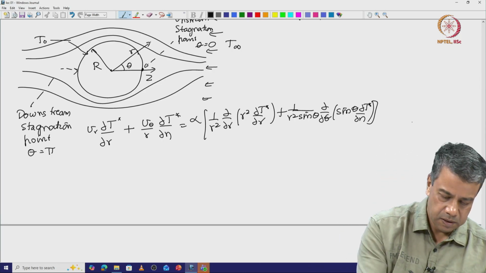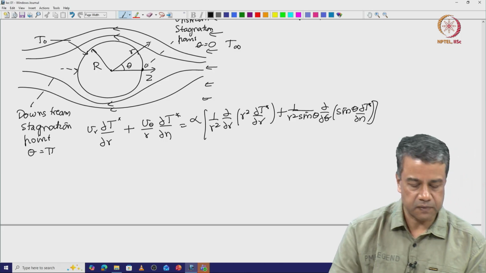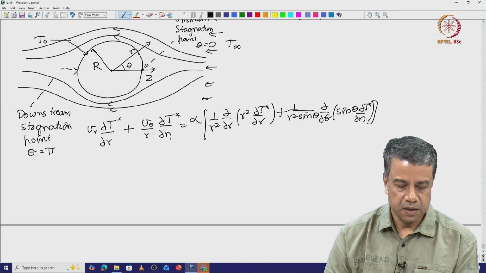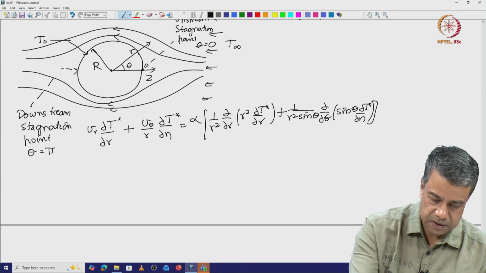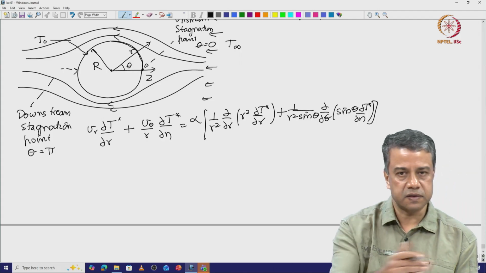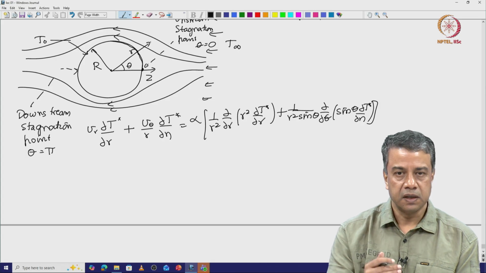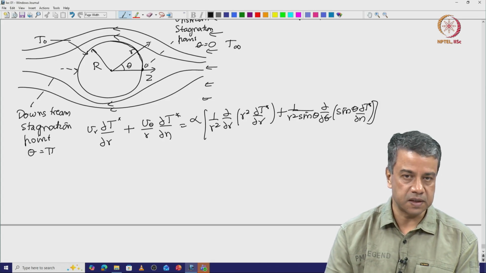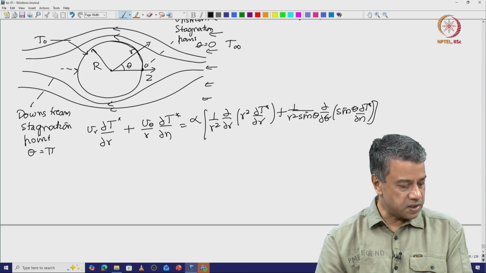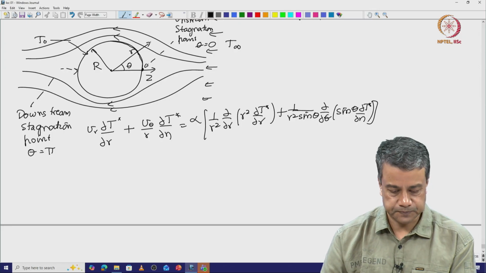Note that for the flow, the streamwise direction is along the streamlines. Okay, so along the particle surface, the streamwise direction is the theta direction. Along the surface of the particle, the streamwise direction is along the surface. The cross stream direction is perpendicular to the surface. Okay, so the cross stream direction is the radial direction. The streamwise direction is the theta direction along the surface.